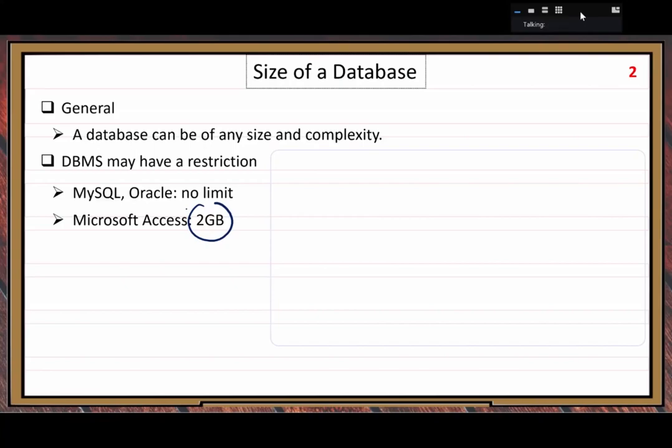So if your data size becomes larger than 2 GB, one way is you can do backup of your history data and only keep the recent part of the data. So you can control the size. Otherwise, if you feel it's not convenient, then you need to switch to MySQL, for example.